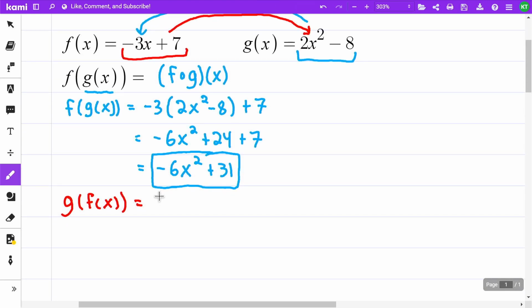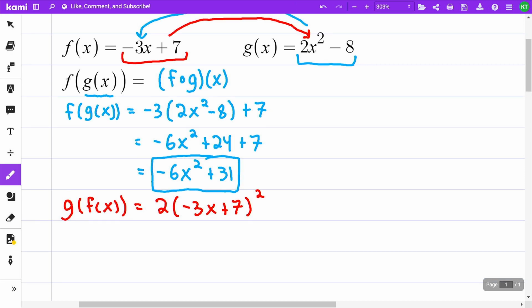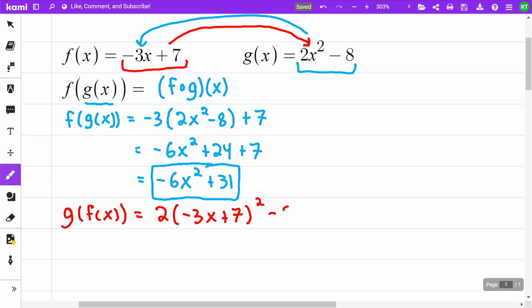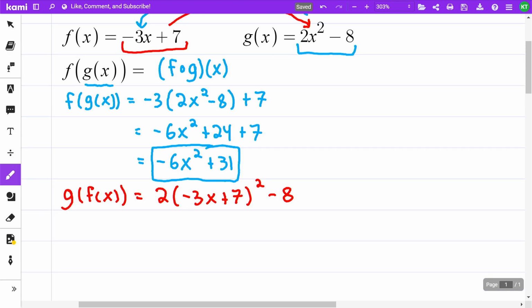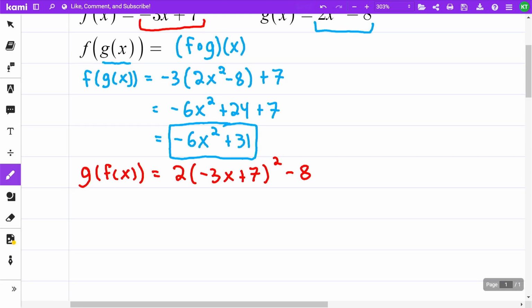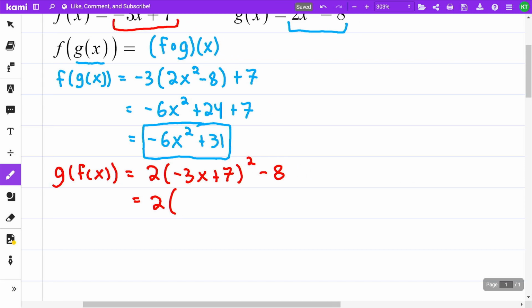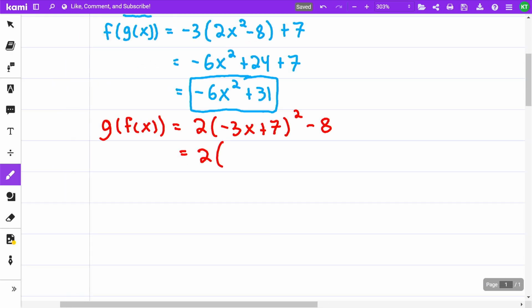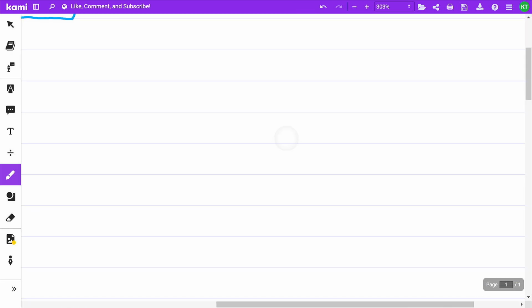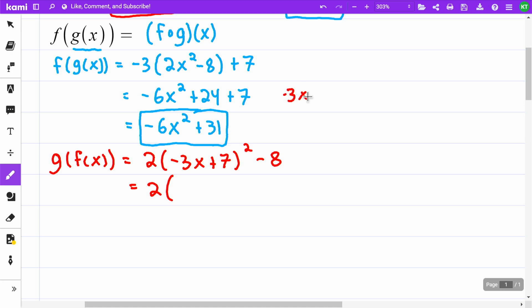It would be 2 times negative 3x plus 7 squared minus 8. And so we're going to have to go ahead and multiply everything out. So let's start first with negative 3x plus 7. So squaring that, I'll just work that out for people who need to see that. That would be negative 3x plus 7 times negative 3x plus 7.